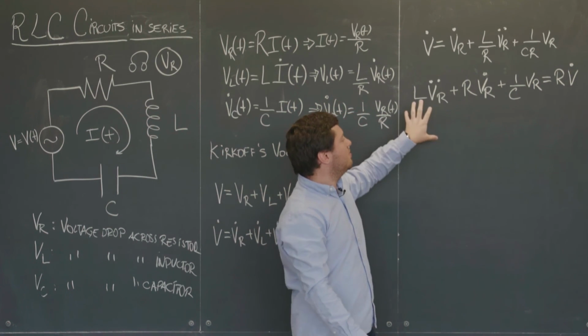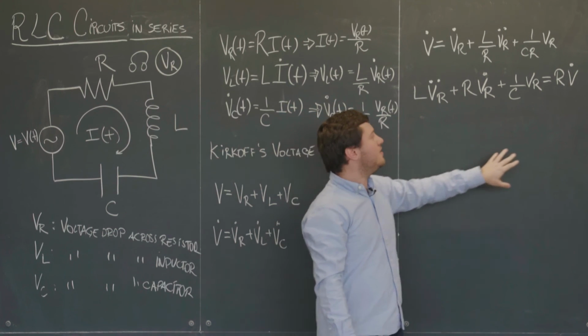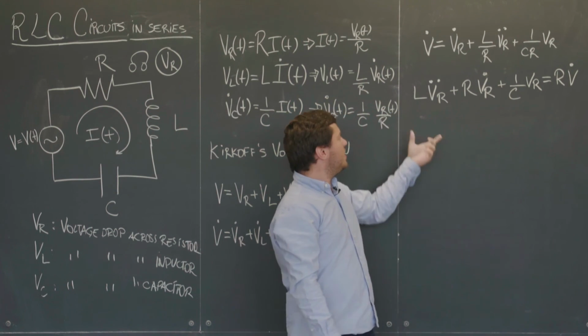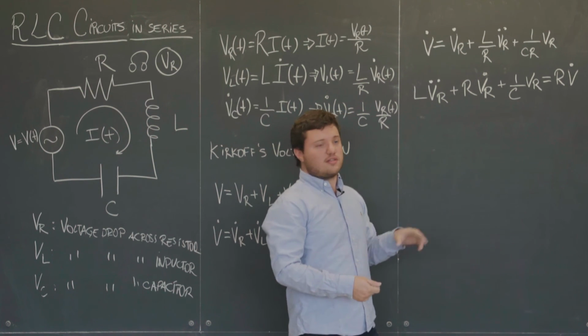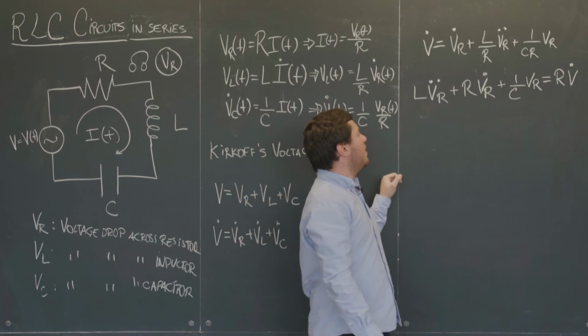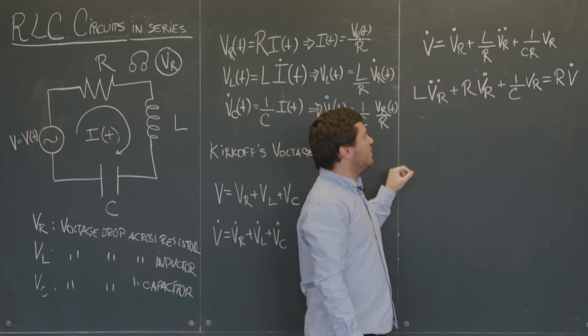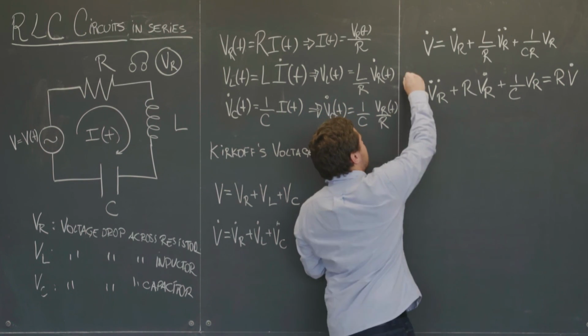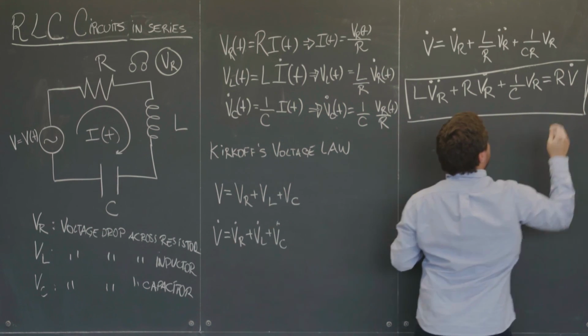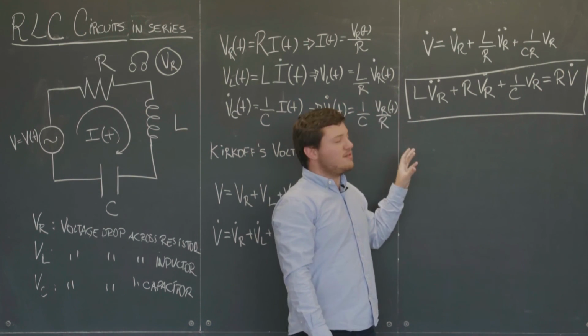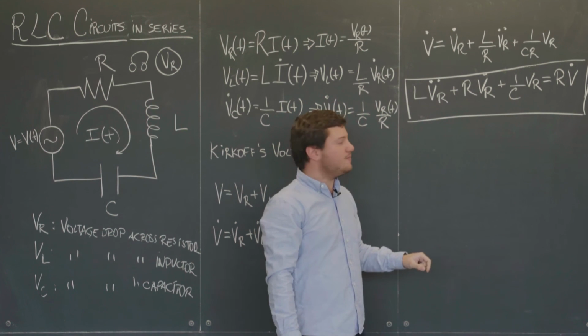Now we have system response on the left-hand side, input on the right-hand side, and the coefficient of each term is a single constant, a different constant, but a single one. So this is the differential equation for the system response for a given input.